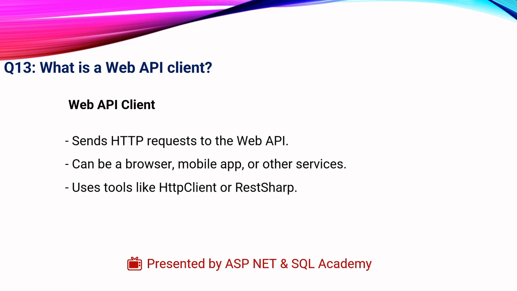A Web API client sends HTTP requests to the Web API. Clients can range from browsers to mobile apps or other services. Common tools for making requests include HttpClient or third-party libraries like RestSharp.